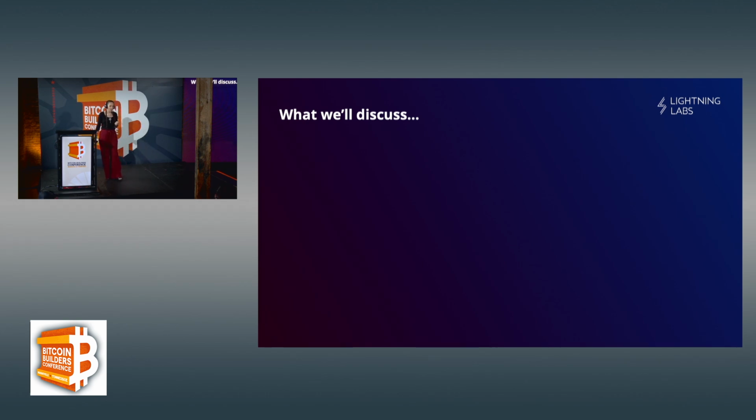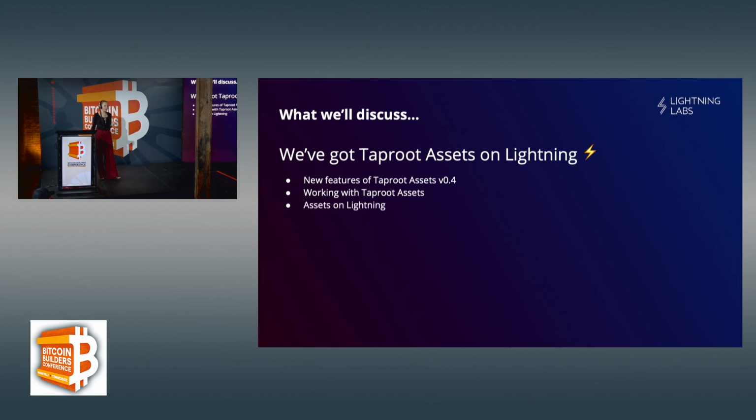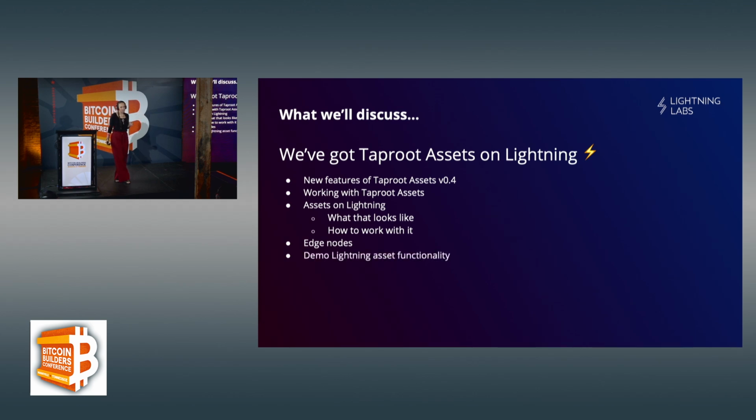And let's talk about what we'll discuss today. So we've got Taproot Assets on Lightning. So that's what I'm going to talk about now, a little bit about how that works and all the new things you can do with the new release of Taproot Assets. So we'll talk about the new features in version 0.4. We'll talk about working with Taproot Assets. We'll talk about assets on Lightning, talk about what that looks like, how you can work with it. We'll talk about my new favorite thing, which is edge nodes. And we'll do a bit of a demo. When I say demo, I mean there's a video in there. So I'll play the video for you.